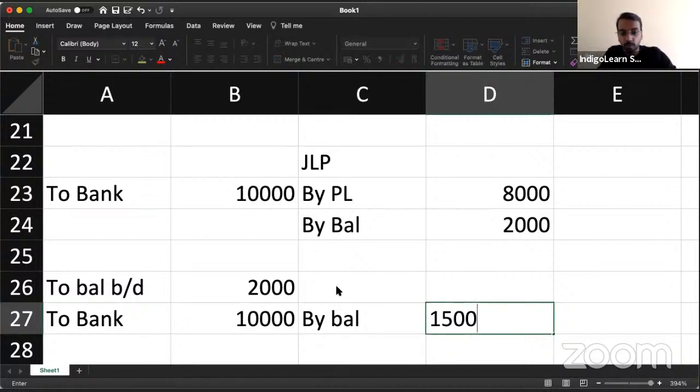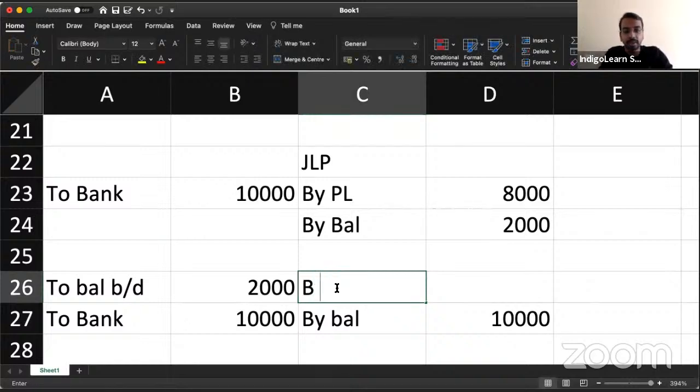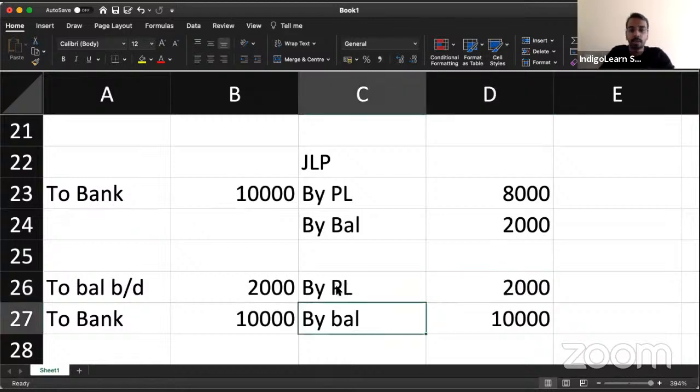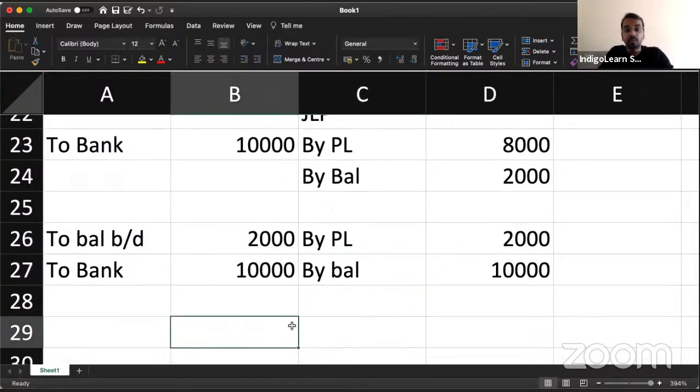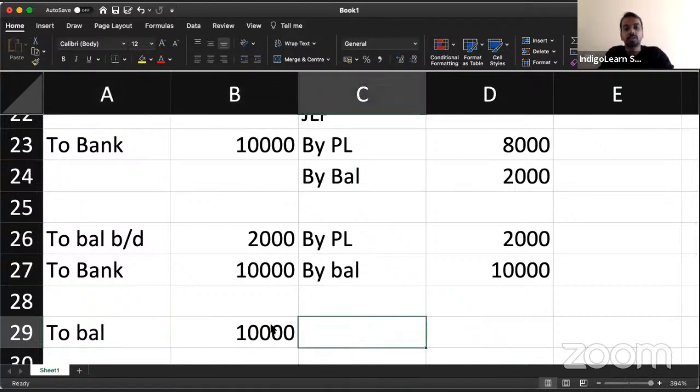It may not increase by so much. So let us say it is 10,000. So here you will have by PNL 2,000. Okay. Now let us say in the third year, one partner died. To balance 10,000. In the third year, the partner died.